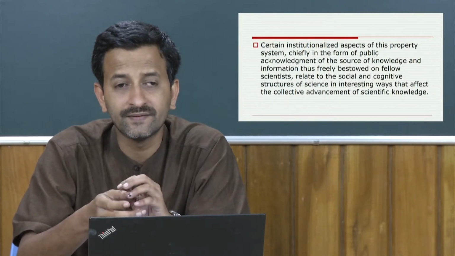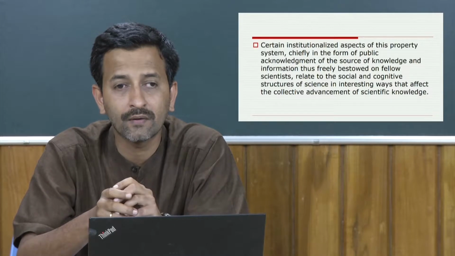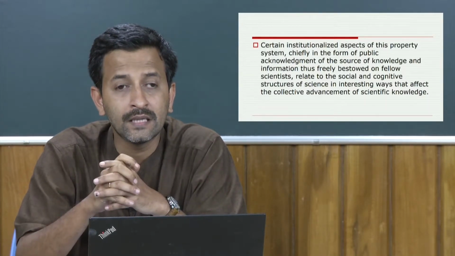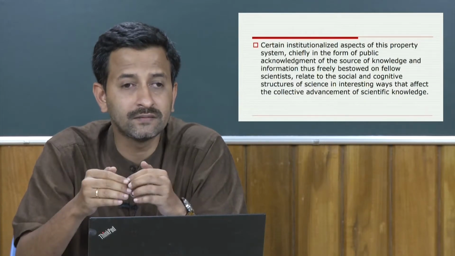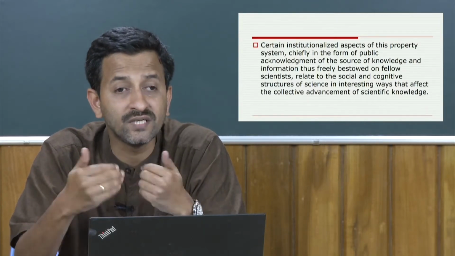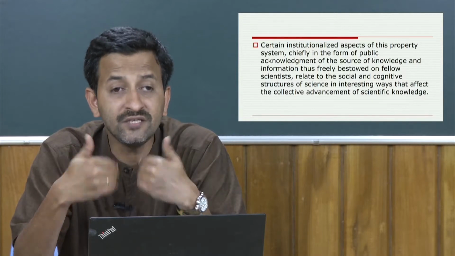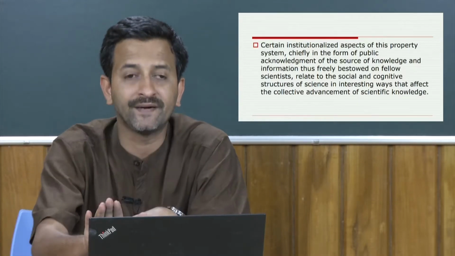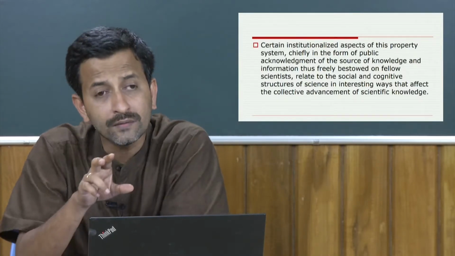Social and cognitive, they are interrelated. Cognition means ways to know. Now, the cognitive structure of science must be socially, politically, economically, culturally, institutionally, ideologically, legally, and ethically embedded.